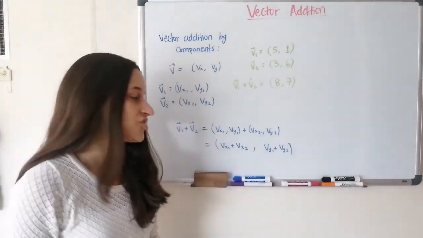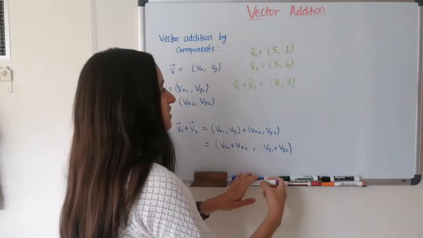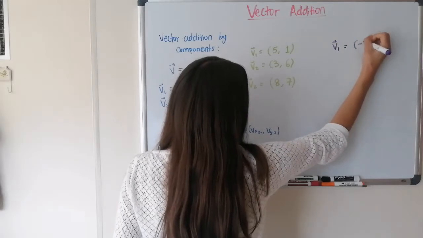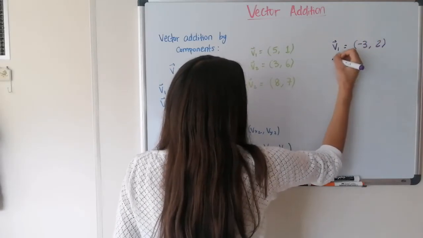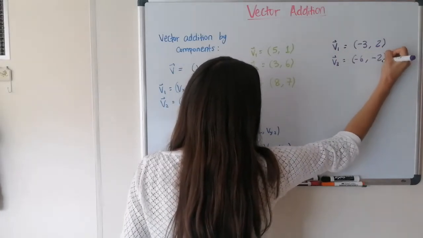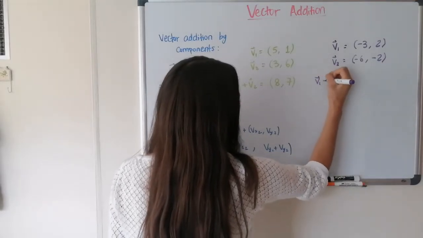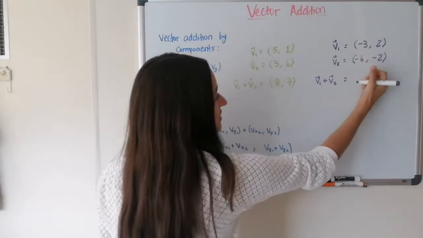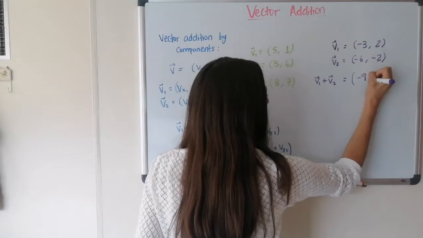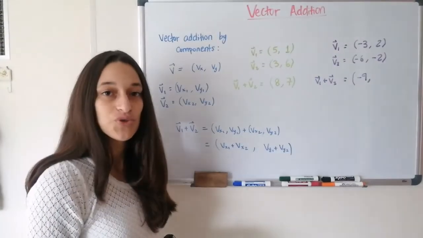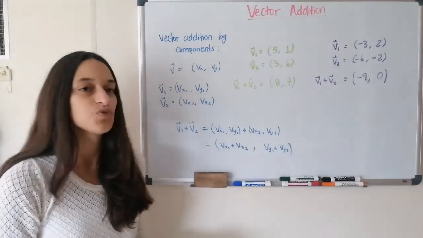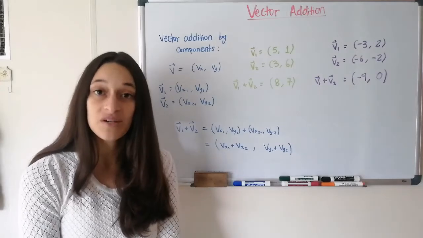An example with negatives, just in case you get confused if you see a negative. What if we have, for example, negative 3, comma, 2, and then we have negative 6, comma, negative 2. The sum of these two vectors would be adding negative 3 plus negative 6, which gives negative 9, comma, and 2 plus negative 2 cancels out and gives 0. So the sum of these two vectors would be the new vector, negative 9, comma, 0.